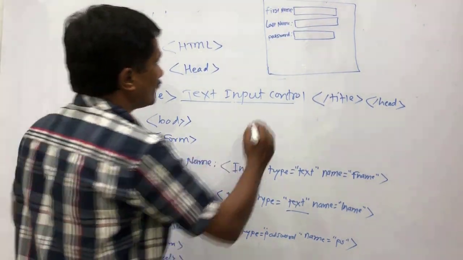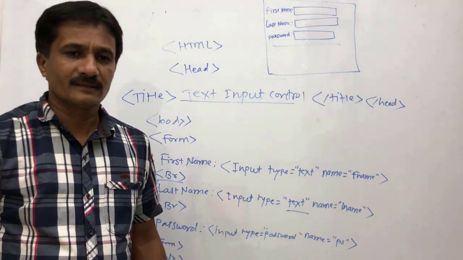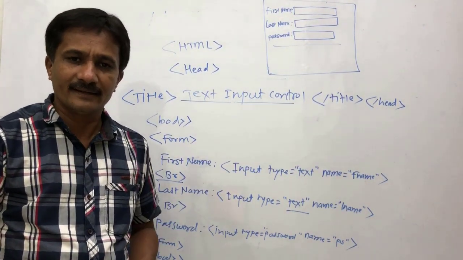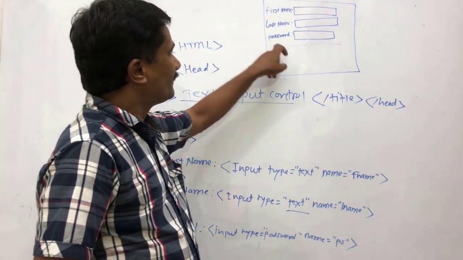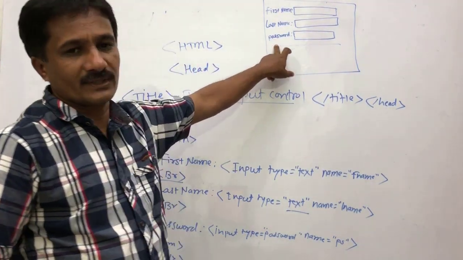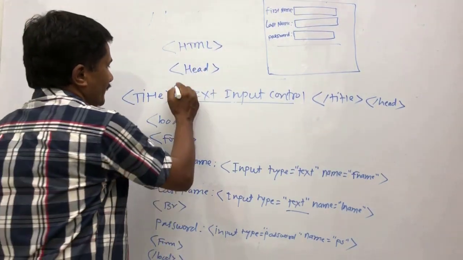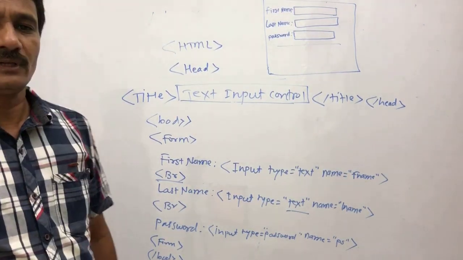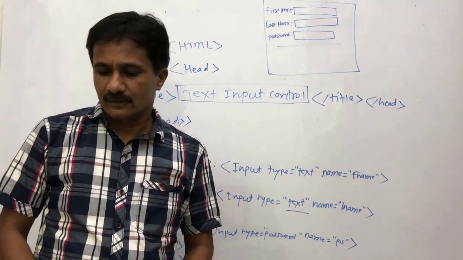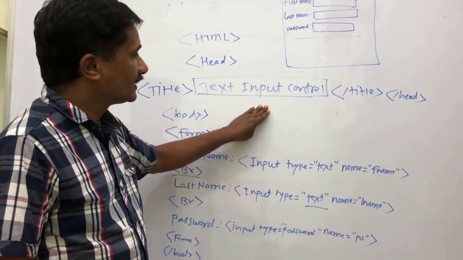Password input type is equal to password. Here password field is displayed. This is the basic example of single line input used to take first name, last name and password of the user. This is the common example on the text input control.